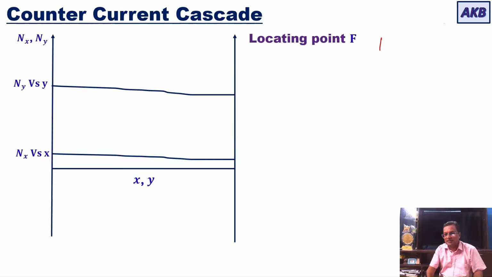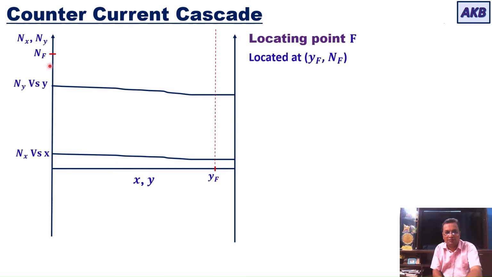So the first task in this case is to locate point F. And this point F is located at YF and NF. So YF will be known to you, NF will be known to you. You just have to locate first YF and then you have to locate NF, and the point with these coordinates will be nothing but point F.